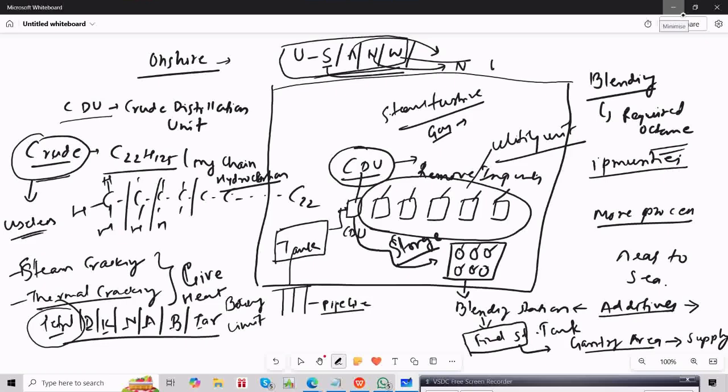This water has multiple uses. For fire water you will use, normal water purpose you will use, and some treated water. Regarding this water you need a cooling tower. This cooling tower will support the steam generation unit plus the water unit also. So this is how your onshore work.